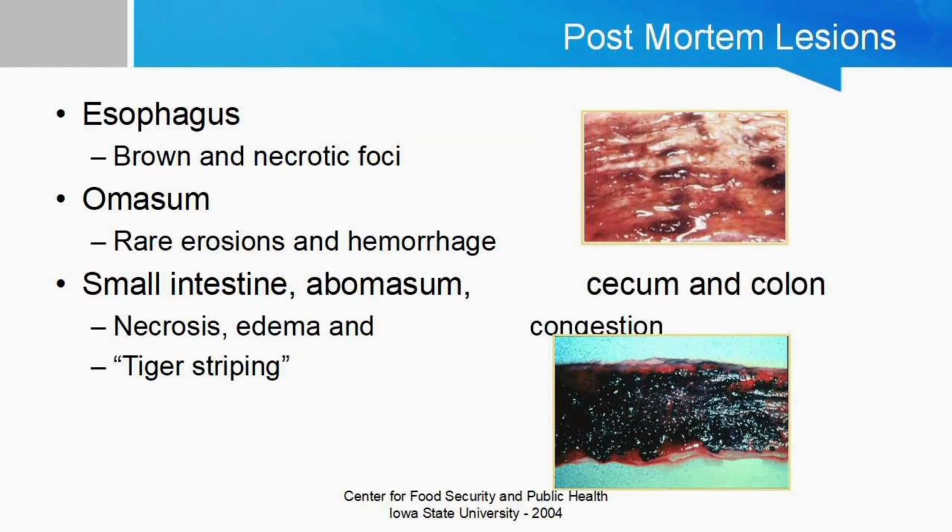Brown necrotic or eroded areas are found in the esophagus. Rare erosions and hemorrhages are found in the omasum. The omasum shows signs of congestion and edema. The small intestine, cecum, and colon generally have signs of obvious necrosis, edema, and erosions. The colonic regions may be congested. This is referred to as tiger striping. Tiger striping can occur in other diarrheas and probably results from tenesmus.